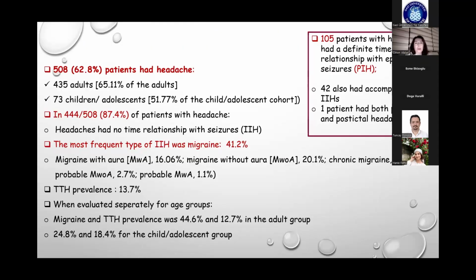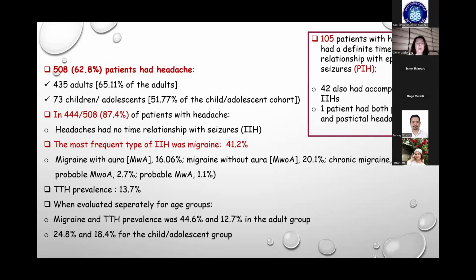The most important results, now I'll try to summarize. There were 508 patients with headache among 809 patients. This is about 62.8% of all patients who had headache. And 435 patients were adults and 73 patients were children and adolescents. In 444 of all patients with headache, the headaches had no time relationship with seizures.